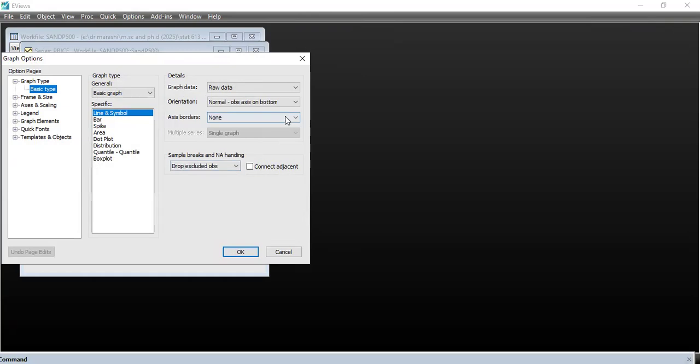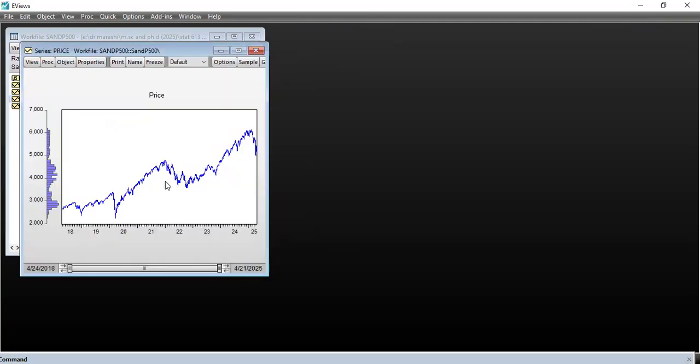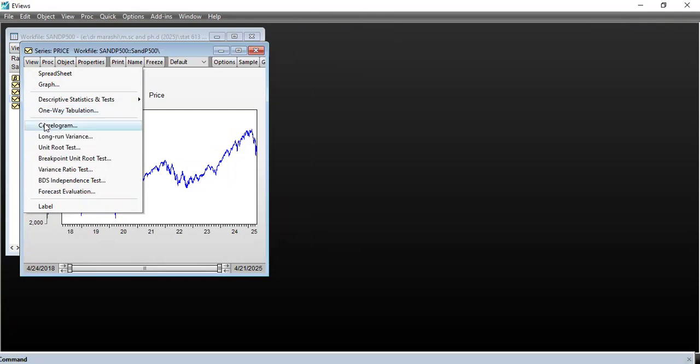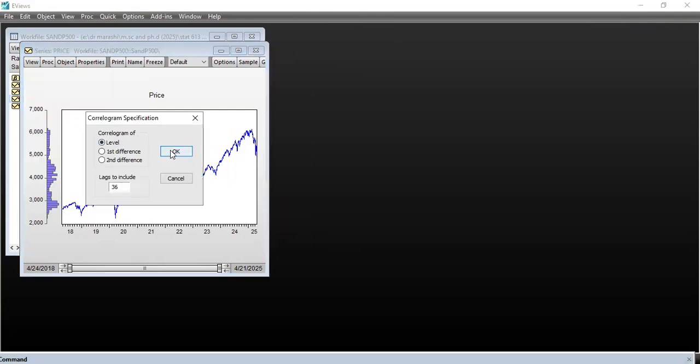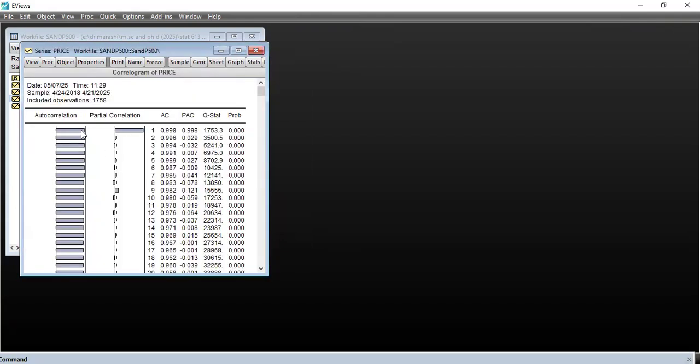It is non-stationary. We know normally it is a random walk, so non-stationary. And if we look at the correlogram, the ACF is decreasing very slowly and the PACF is decreasing exponentially. So this is the sign of a non-stationary series plus an autocorrelated series.